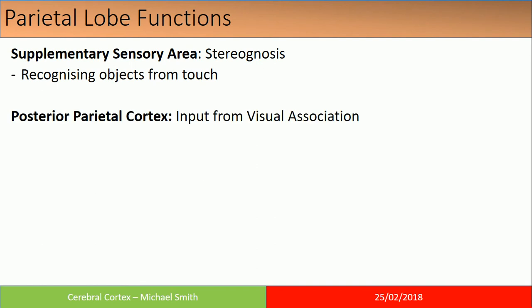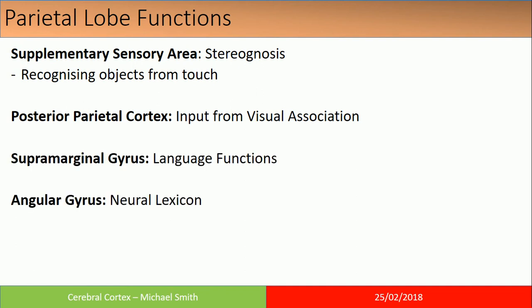Your posterior parietal cortex has input from your visual association cortex, and your supramarginal gyrus and your angular gyrus are important in language and understanding. So the supramarginal gyrus allows you to sort of understand and speak language, and your angular gyrus plays an important part in your ability to write and understand reading. So you can have problems with astereognosis, which is unable to recognize objects from touch, and alexia and agraphia, which are the inability to read and write.